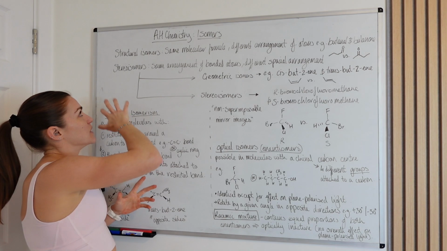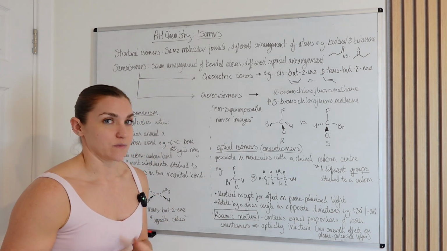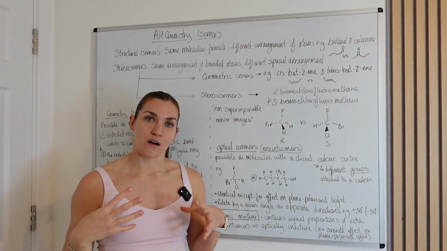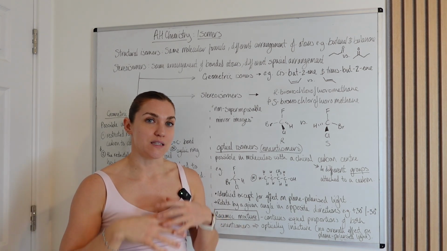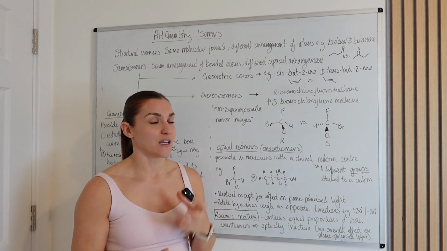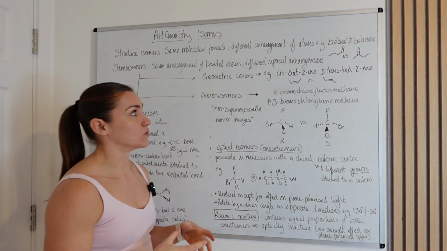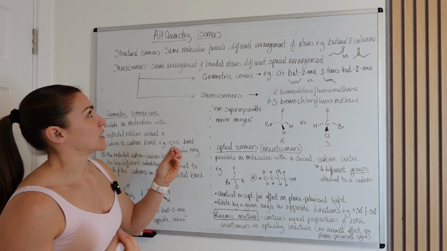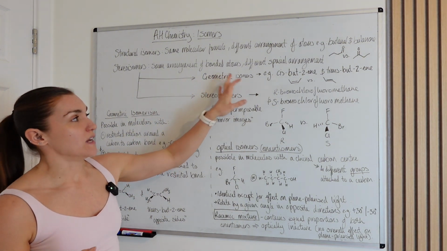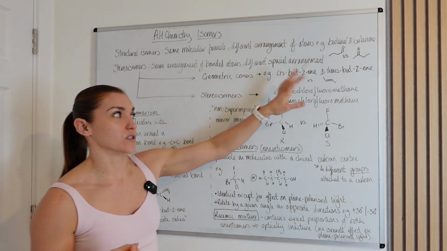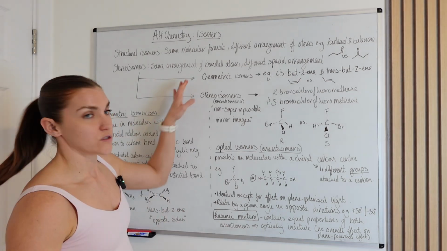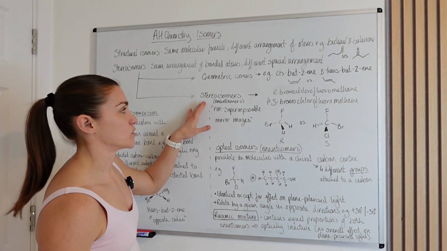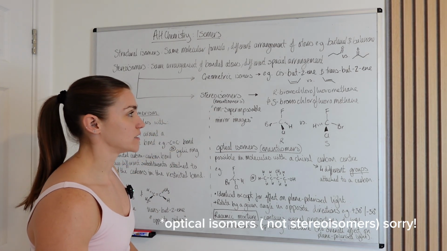In Advanced Higher, we then go on to look at stereoisomers. Stereoisomers are structurally the same, they have the same arrangement of atoms, but in 3D space they are different. There are 2 different types of stereoisomers. You get geometric isomers, which are your cis and trans isomers, and we'll talk a bit more about that in a minute. Then we also get optical isomers, which can also sometimes be called enantiomers.